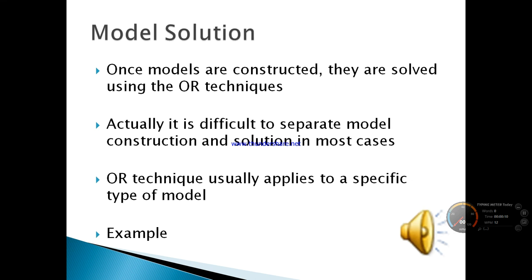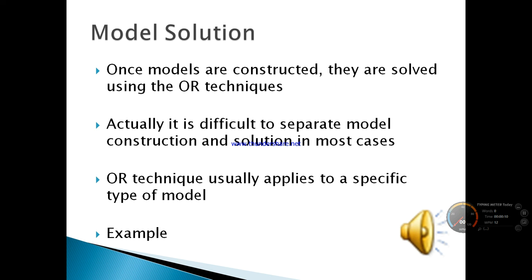The next step of our process is model solution. At this stage, we will get the solution of the model which we have constructed. Once models are constructed, they are solved using the OR techniques. Actually, it is difficult to separate model construction and solution in most cases. OR techniques usually apply to a specific type of model.